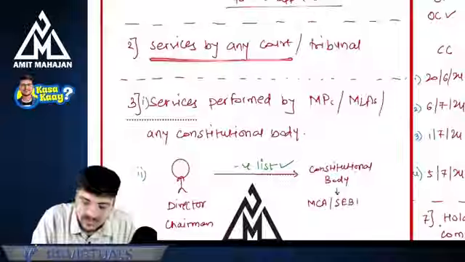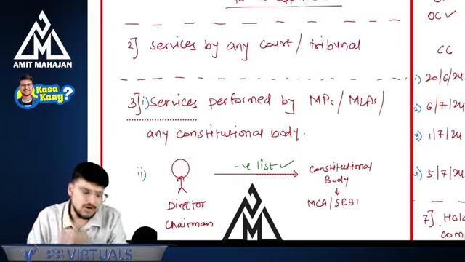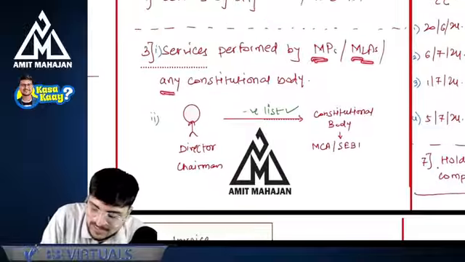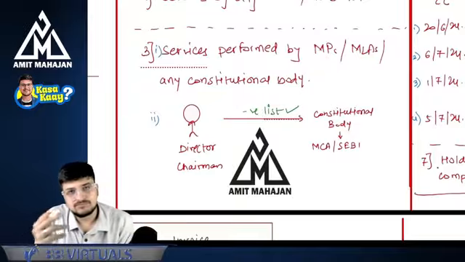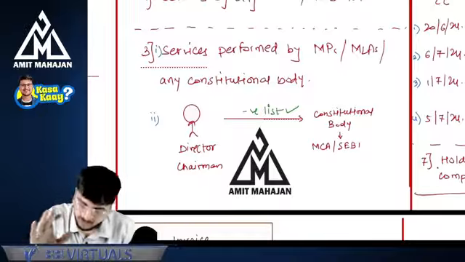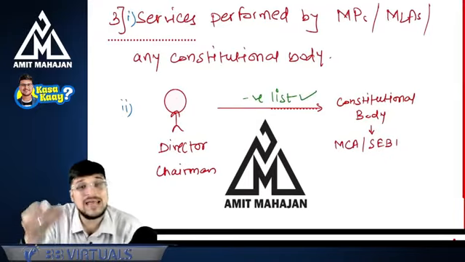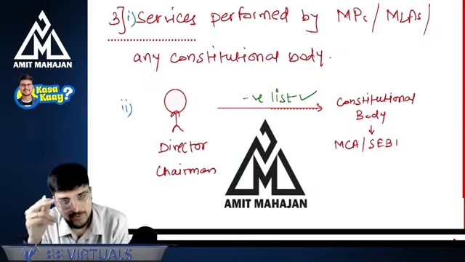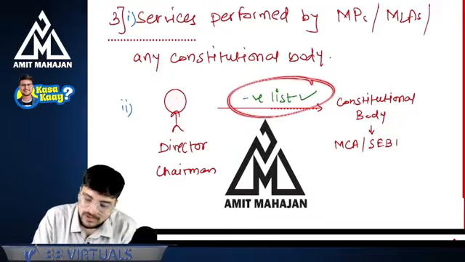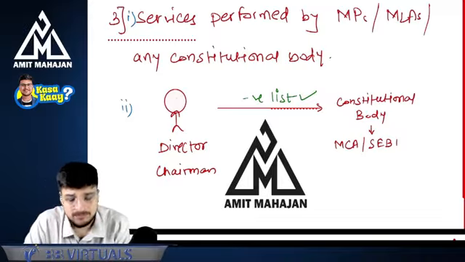Second point is services by any court or tribunal. Any service which is given by court or tribunal will not be considered as supply. Any services given by MPs, MLAs, MLCs, or any constitutional body will not be considered as supply. One more point: if there is any director who is providing service to a constitutional body, for example, MCA. What is the full form of MCA? Ministry of Corporate Affairs. If there is a chairman who is providing service to SEBI, that will fall under negative list. Understanding? Sure.